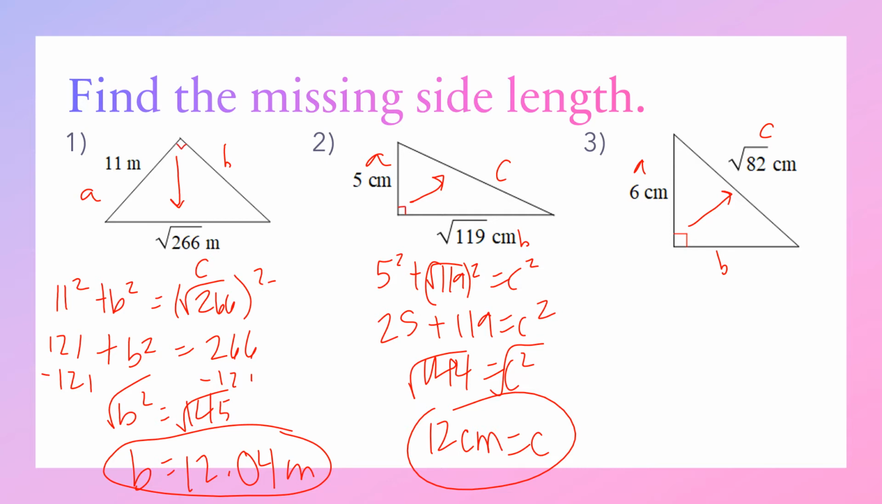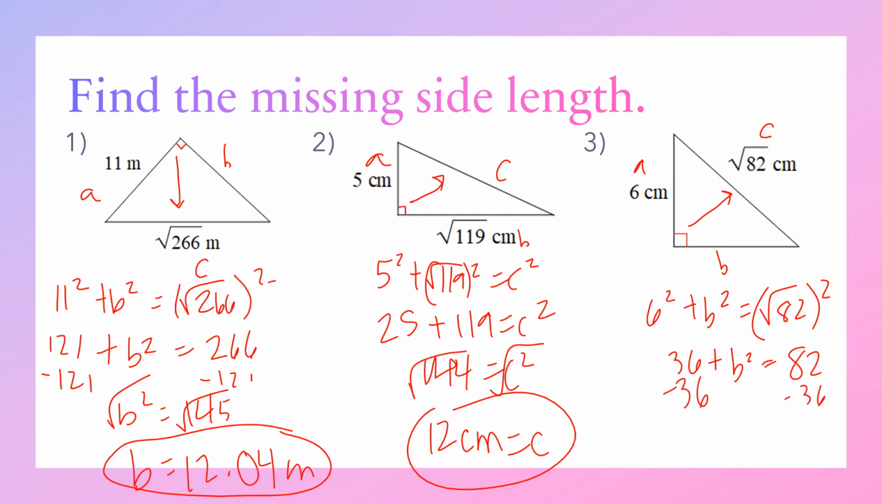For 3, we have 6 squared plus B squared equals the square root of 82 squared. 6 squared is 36. The square root of 82 squared is just 82. Subtract 36 from both sides and you get B squared equals 46. Then you can take the square root of both sides and you get B equals 6.78 centimeters. Again, make sure you're using those units if they give it to you.